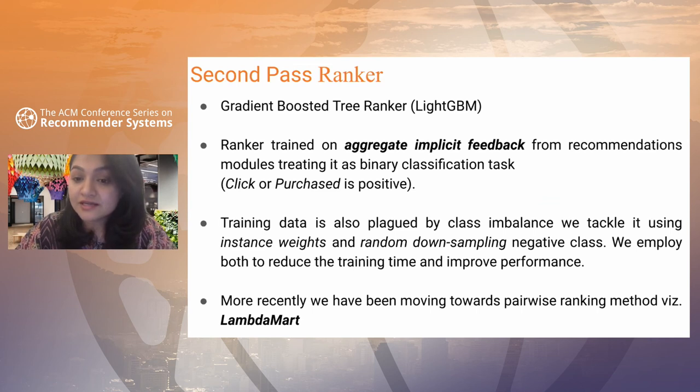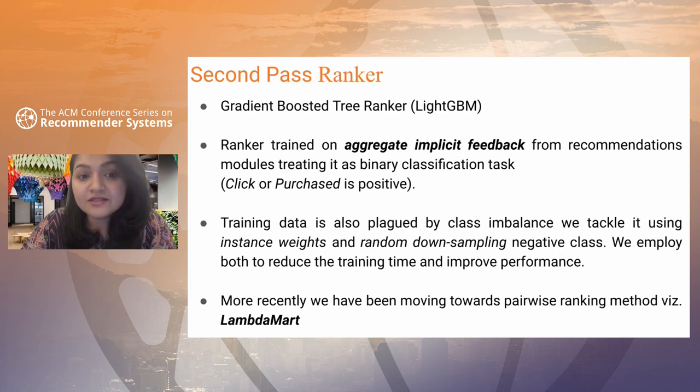And we treated the class imbalance using two approaches. One was downsampling the negative class, or the majority class. And second was instance weighting of different class labels. And both these approaches actually yielded reduced training time and improved the performance. We also experimented with pairwise ranking. For this particular task, the pointwise ranking gave superior offline evaluation values.